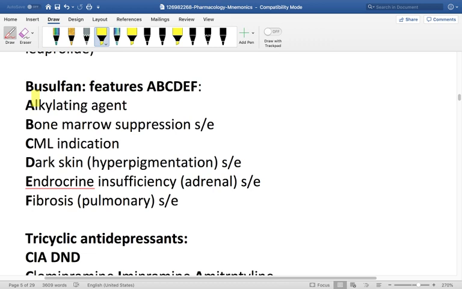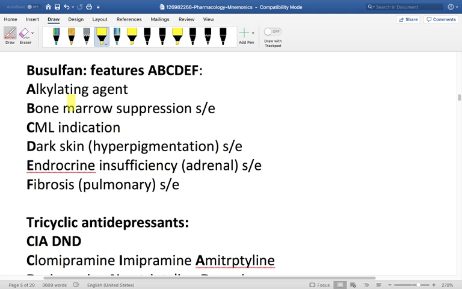Now, doctor, what are the features of busulfan? Yes. A, B, C, D, E, F about busulfan. Busulfan is an alkylating agent. Busulfan leads to bone marrow suppression. Busulfan is used for CML. Busulfan leads to dark skin, hyperpigmentation. Busulfan leads to endocrine insufficiency, adrenal insufficiency. Busulfan leads to pulmonary fibrosis. A, B, C, D, E, F about busulfan.